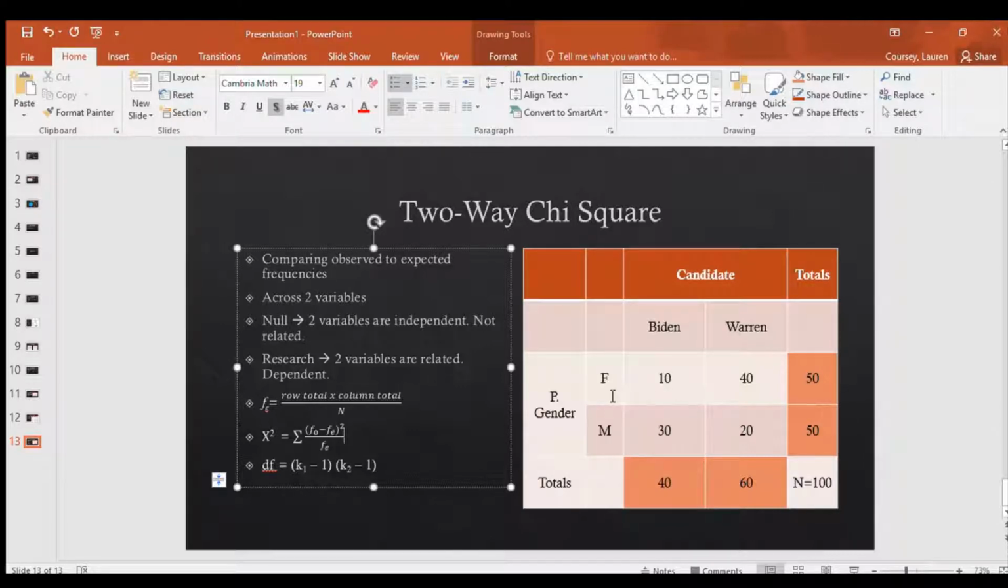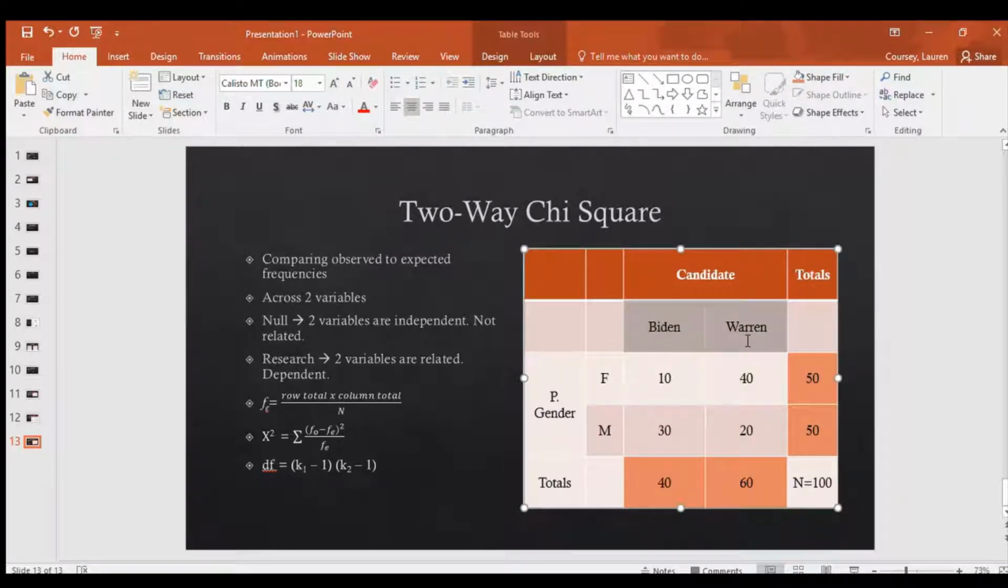And so I have females and males in my sample, and I'm also looking at the candidates. Again, who do they indicate that they're going to vote for? This time, just to simplify it a bit, I have just two candidates, Biden and Warren. And if you remember from the last video, 40 participants indicated that they would vote for Biden and 60 participants indicated that they would vote for Warren.